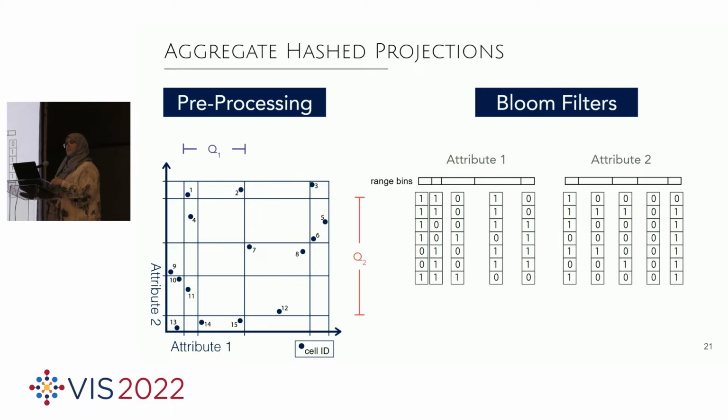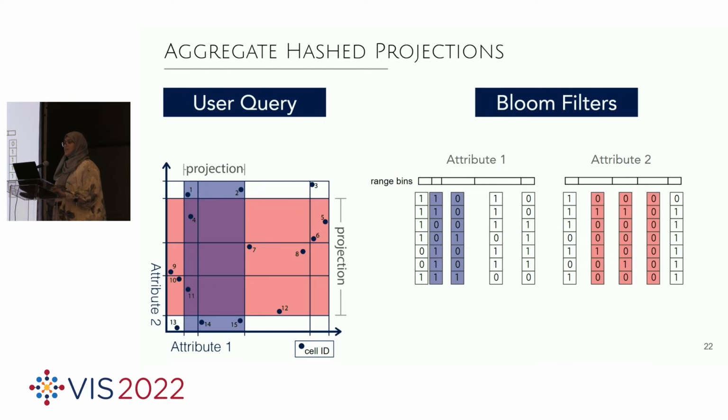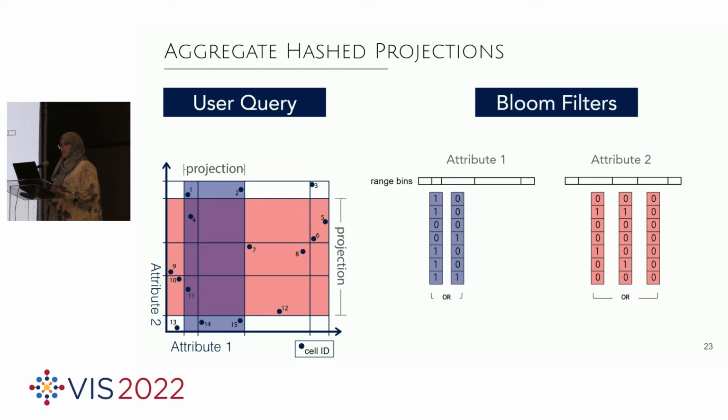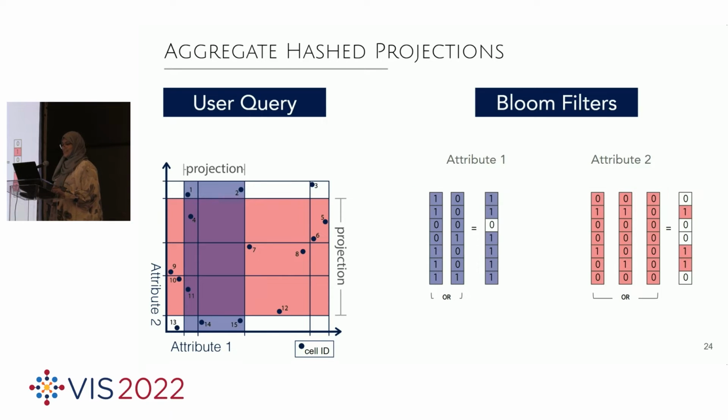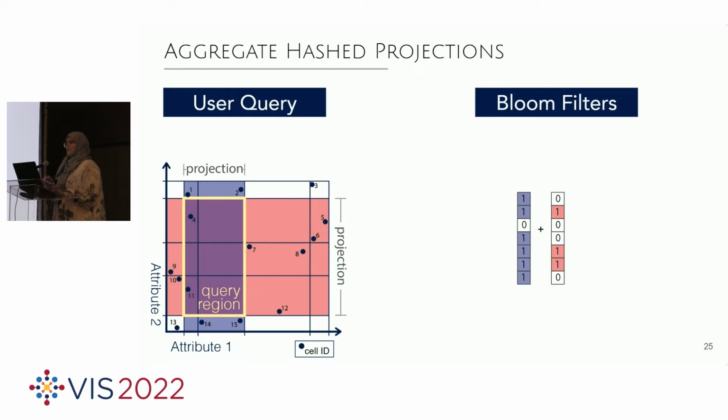Now, after receiving a user query, we can select individual dimensions accordingly, and we can then apply a logical OR operation of the Bloom filters on the same attribute dimension. After that, in order to actually answer the range query, we need to count the number of dimensions that contain our data element. And in this case, we can do it in the Bloom filter by counting the number of bits.